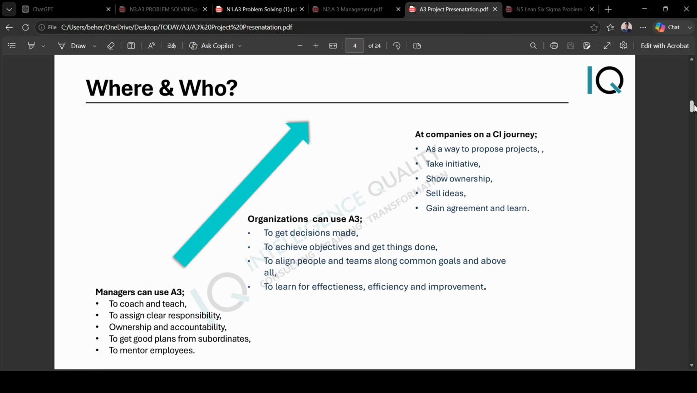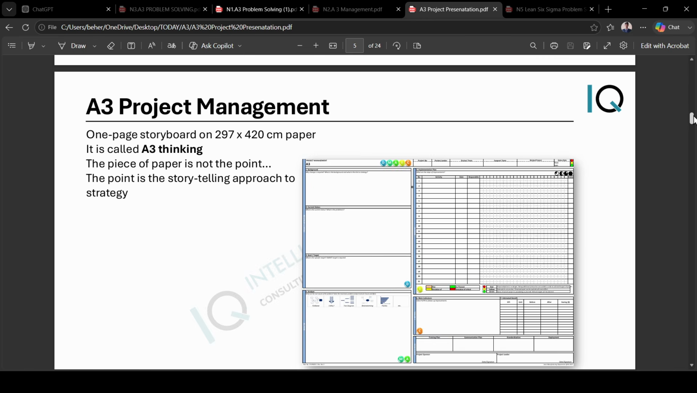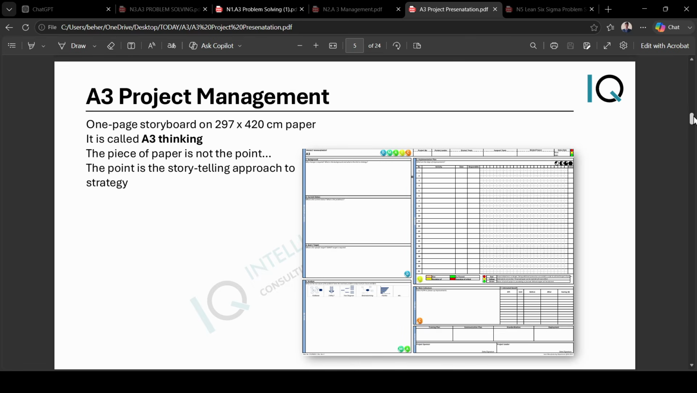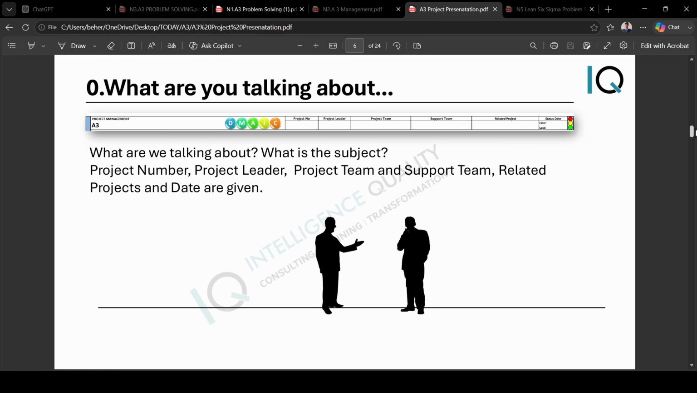Where and who? Managers can use A3. Organizations can use A3. And companies can use it on their continuous improvement journey. A3 project management is a one page storyboard on 297 by 420 paper. It is called A3 thinking. The piece of paper is not the point. The point is a storytelling approach to strategy. What are you talking about?